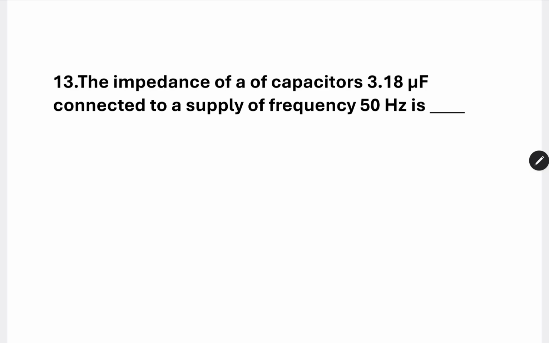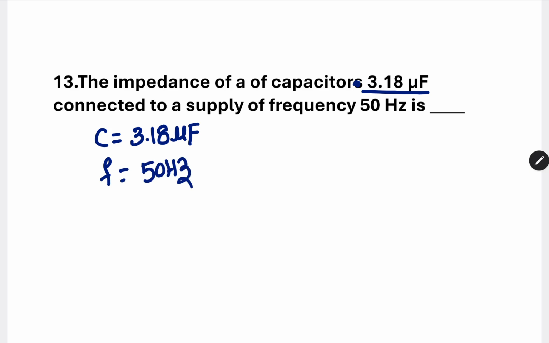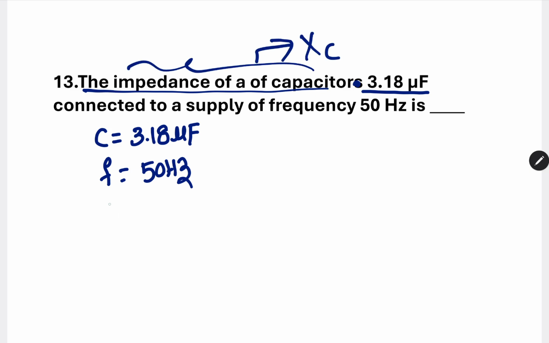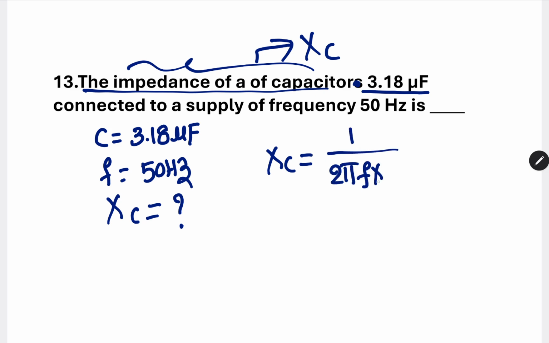Next, question number 13. The impedance of a capacitor of 3.18 microfarad. So C is equal to 3.18 microfarad, connected to a supply of frequency F equal to 50 Hz. So we need to calculate the impedance of a capacitor. Impedance of a capacitor is nothing but the capacitive reactance, XC value we need to calculate. XC is equal to 1 by 2 pi FC.